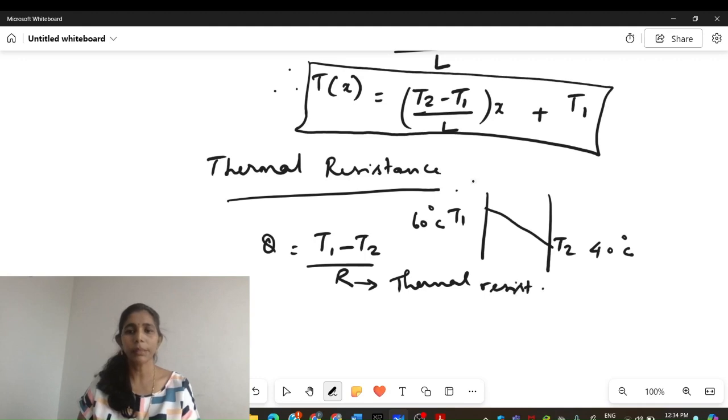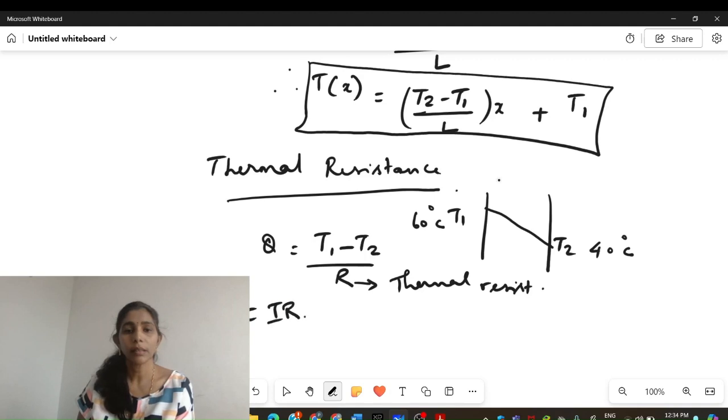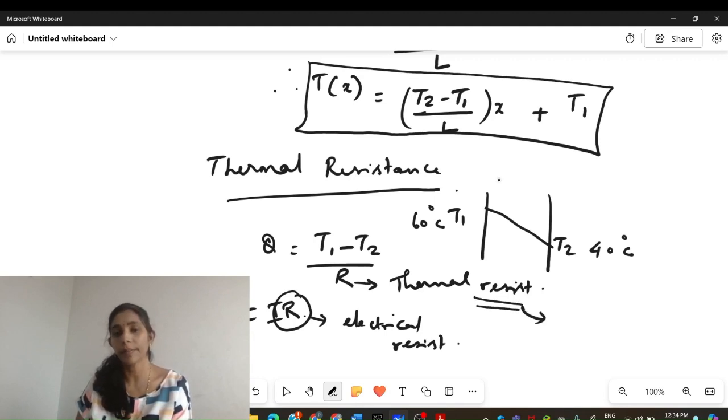What is meant by thermal resistance? The air or any other medium that is present here will definitely offer a resistance to the heat flow. In electric circuits, we have studied that in the passage of current there will be a resistance, V equals IR. You remember this, right? So this is the electrical resistance. Similar to that, here we have thermal resistance. This resistance is offered with respect to the temperature. So this is some sort of opposing force.